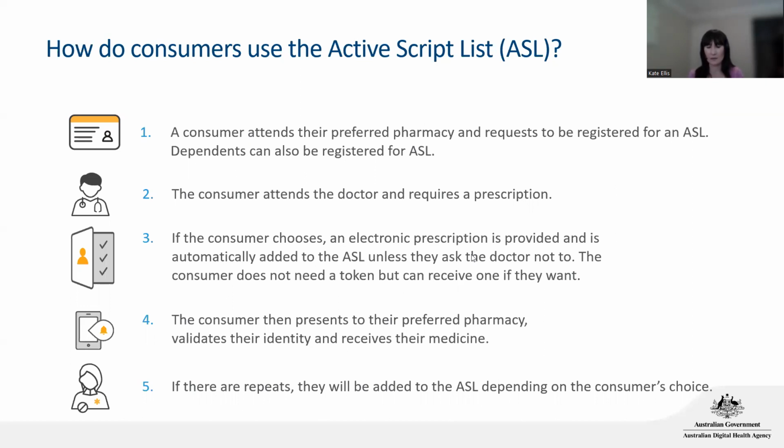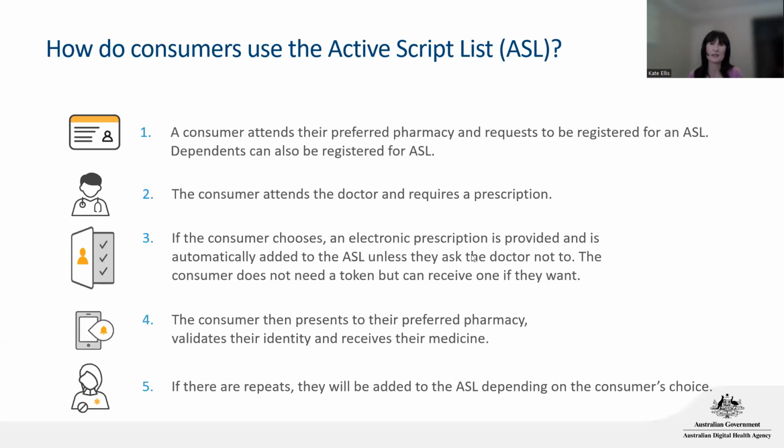If you have things on your active script list or an electronic prescription token, it should be the patient communicating with the pharmacy to say, I want this dispensed or I don't want this dispensed, and that signals it to them. Otherwise, they will just leave it there. It'll just sit there until you're ready.